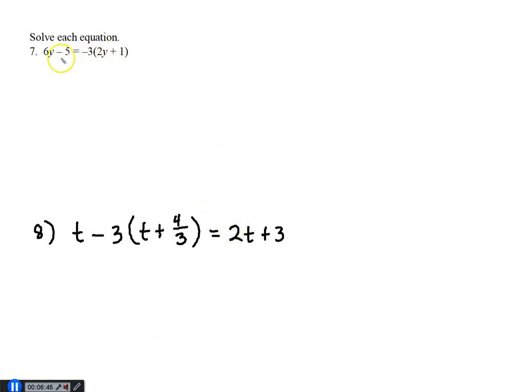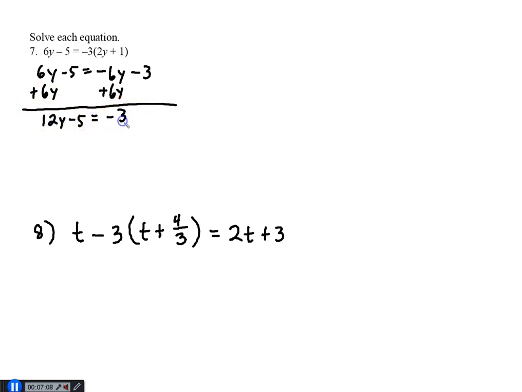Okay, solving equations. We're going to be solving for y. So first I need to distribute -3 on the right side. So that's -6y minus 3. I need to get the y terms on the same side. So I'm going to add 6y to both sides. 12y minus 5 is equal to -3. I'm going to add 5 to both sides to try to get y by itself. 12y is equal to 2. And now I'm going to divide by 12 on both sides.